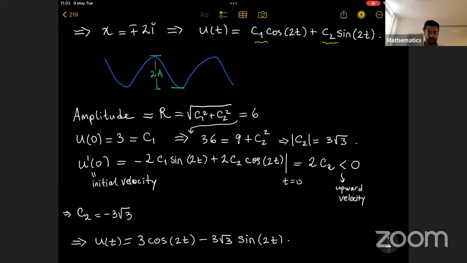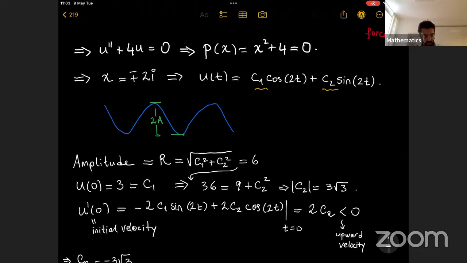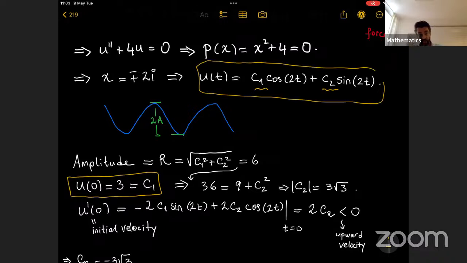Okay, how do we find C1? There is one question. C1 is coming from U0. U0 is equal to 3 because initial position is 3. You pull down 3 meters, okay? So from here, U0, what is U0? When you plug 0 here, you will get C1, okay? Clear? Any other question?